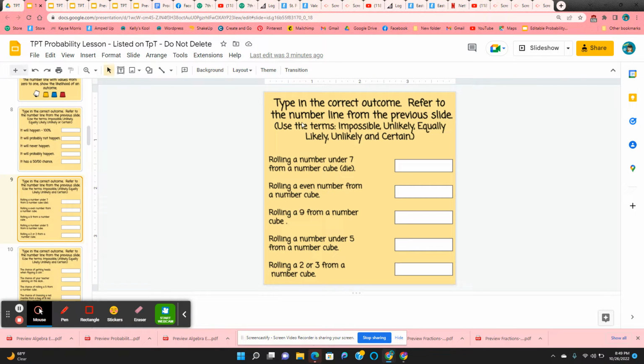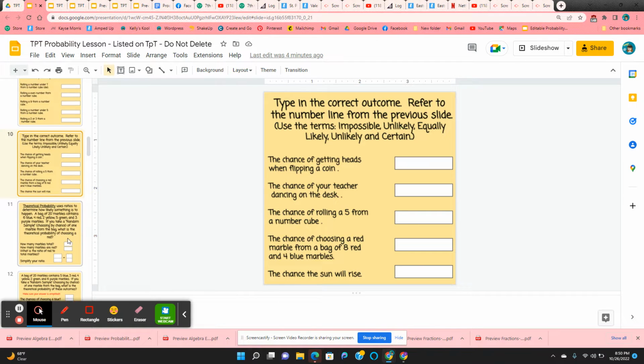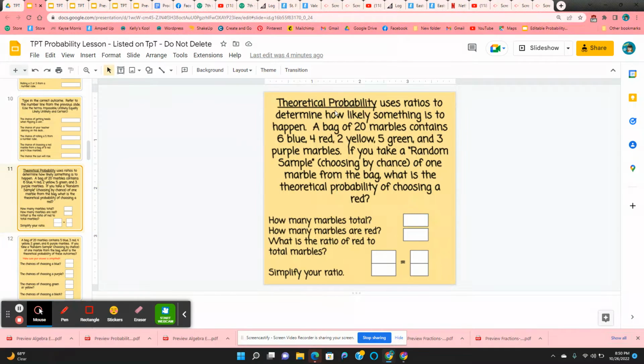And then with a number cube: certain, unlikely, equally likely, and so on. And then some real life examples. If they're flipping a coin, choosing from a bag of marbles, same thing, they're going to type in the outcome. And then you're going to explain theoretical probability.